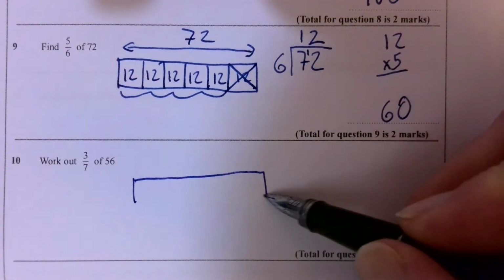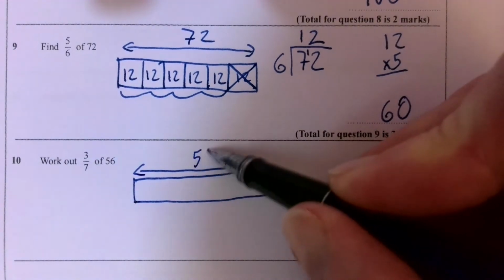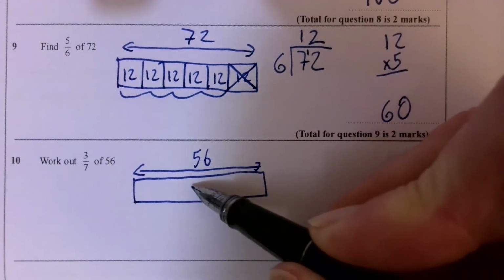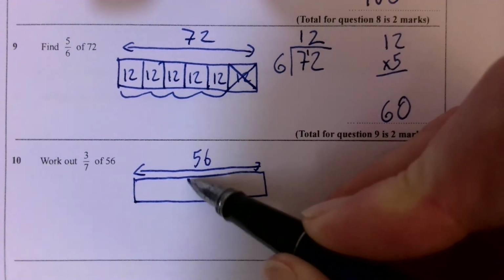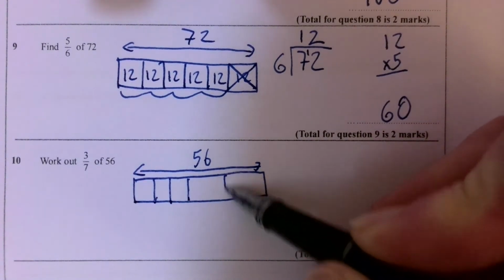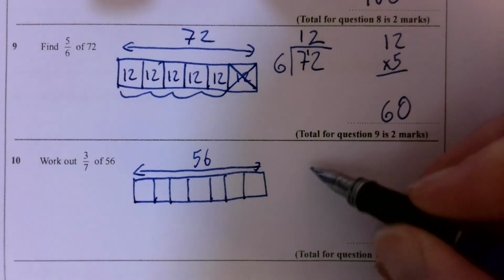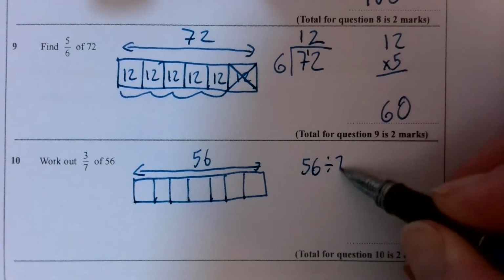So we've got our bar representing 56. We need to divide that into 7 bits. A little bit trickier to do, just before halfway, if I split that into 3. And now this needs to be split into 4. Right, there we go. I've got 7 there. So I know I need to do 56 divided by 7.